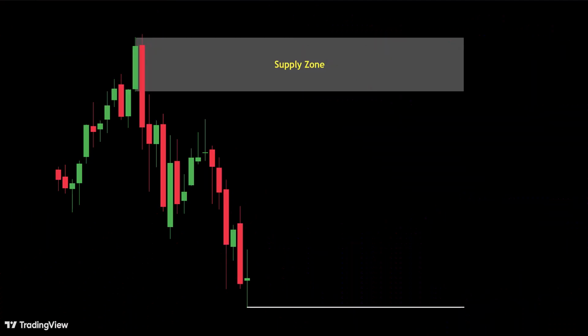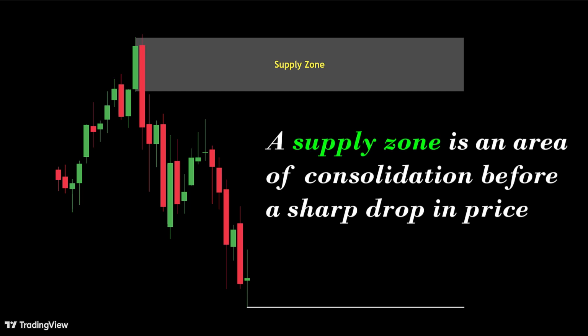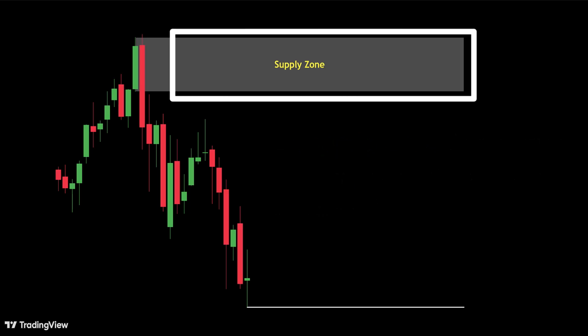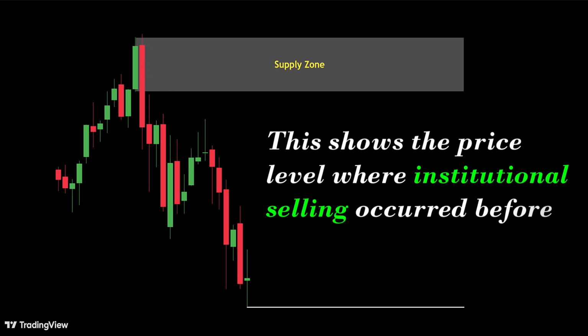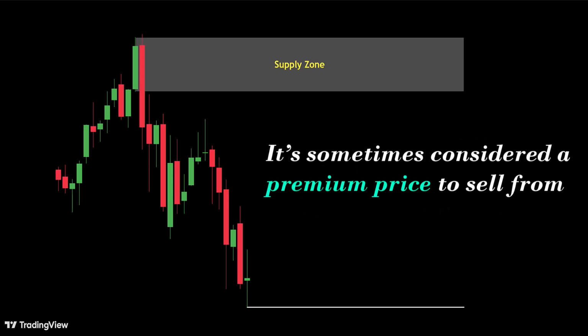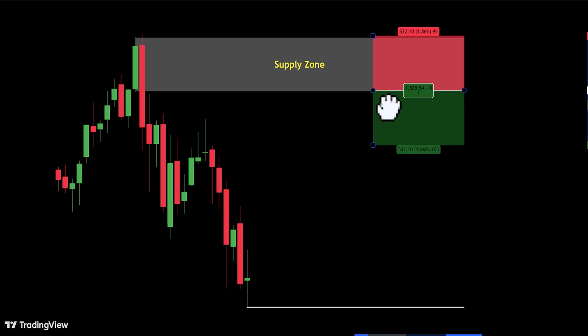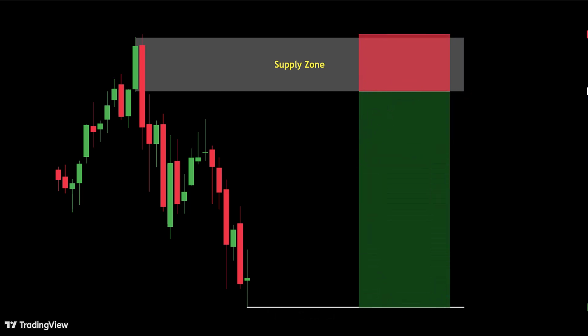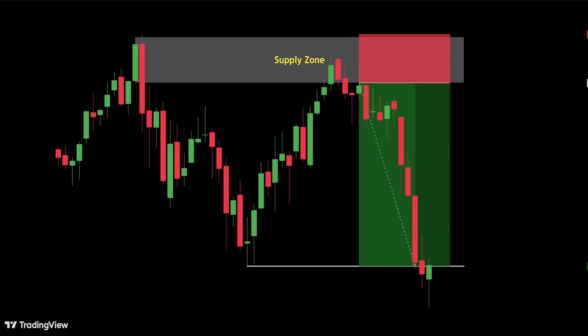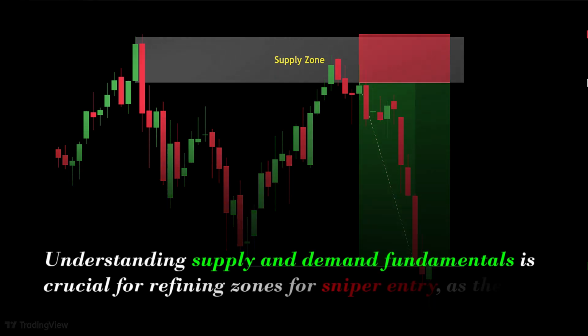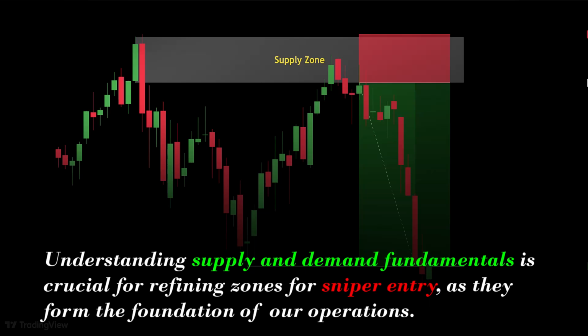Now, if you haven't already guessed, a supply zone is the mirror image. It's an area of consolidation before a sharp drop in price. Again, I normally draw it as a box, marking the last candle before the downward impulsive movement. This shows the price level where institutional selling occurred before. It's sometimes considered a premium price to sell from, meaning we expect future selling pressure when the price comes back. So when this price level gets retested, we would sell from the supply zone, looking for more heavy selling to push the market lower. Understanding these basics of supply and demand is crucial because they form the foundation of how we refine zones for sniper entries.